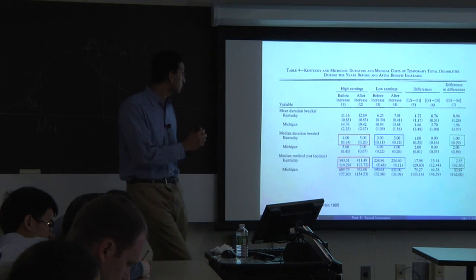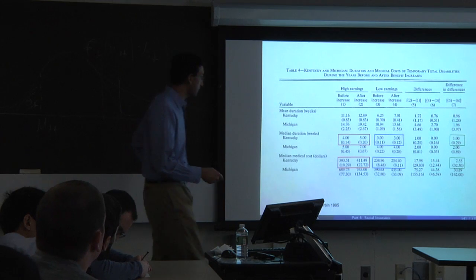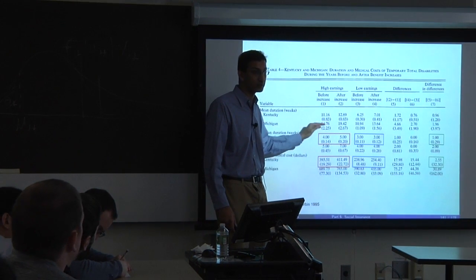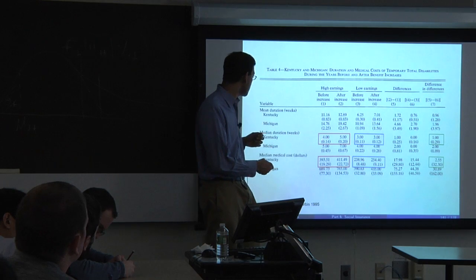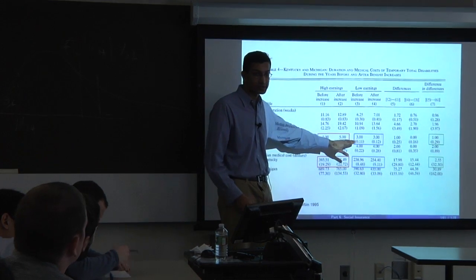Okay, so if you now turn to the median and do the same analysis, so just plot this, it's like a quantile regression, right? Looking at the 50th percentile. So look at the median for the high earnings guys before. It was 4 weeks, 5 weeks after.